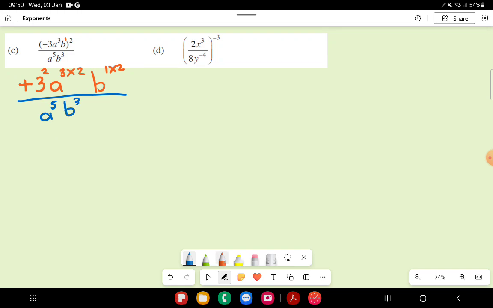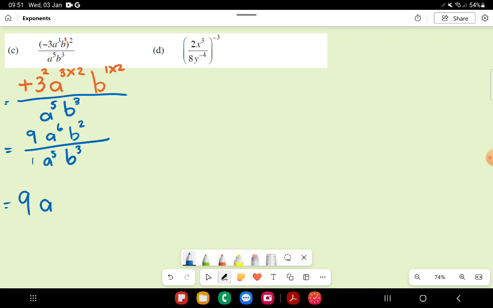So now I'm going to simplify my numerator, and that becomes 3 squared is 9, a 3 times 2 is 6, b to the power of 2 over a 5b 3. Awesome. Now I'm going to write everything in one line. So I'm going to say 9 and 1 doesn't change anything. So 9 is my base, untouched, no changes there.